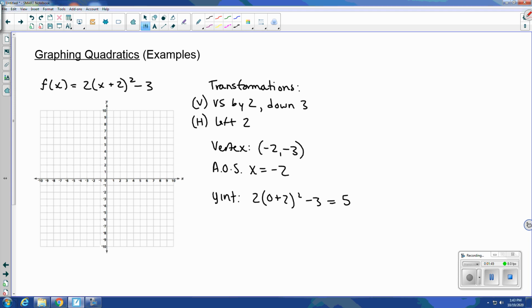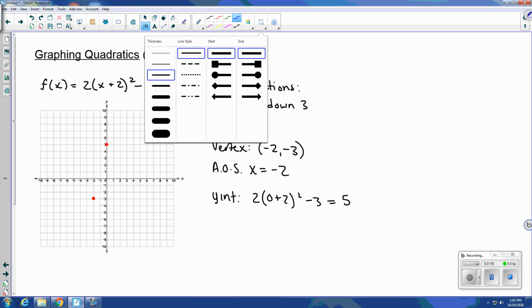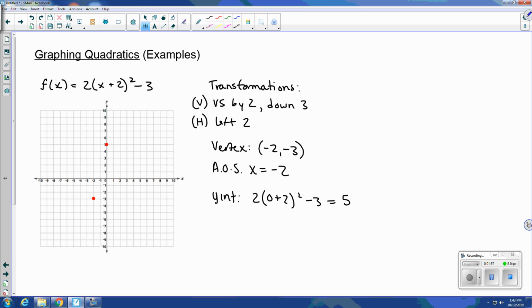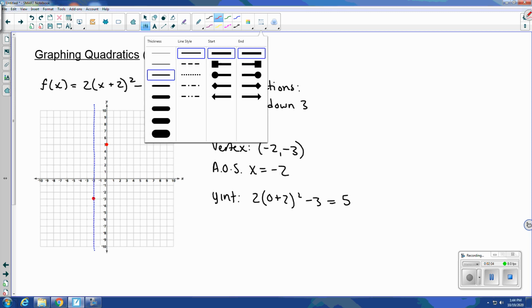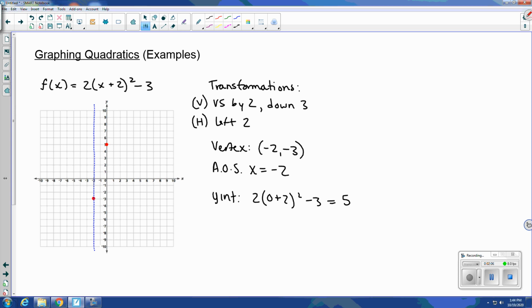So we have -2, -3. We have a y-intercept at 5. We have an axis of symmetry that passes through that vertex. Using the symmetric nature of a parabola, I also want to determine, does this open up or down? Now, because no vertical reflection has occurred and this parent function opens up, I know that it still opens up. So let's keep that in mind.